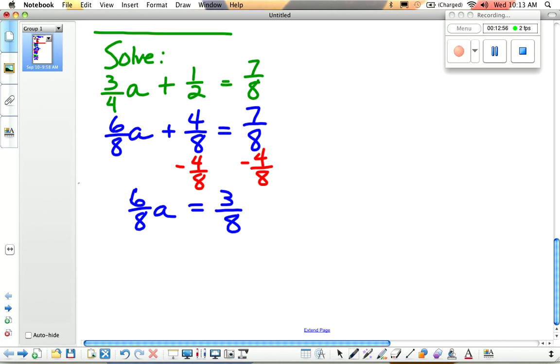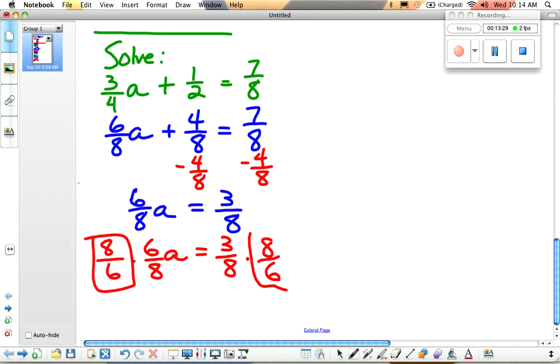Okay, now what? Now we divide, but remember yesterday we said there's a shortcut for that? If the variable is being multiplied by a fraction, you can undo that with another multiplication. What is that? The reciprocal. So we're going to take both sides times 8/6. It's just prettier. Okay? Take both sides times 8/6. That's what we're doing here.